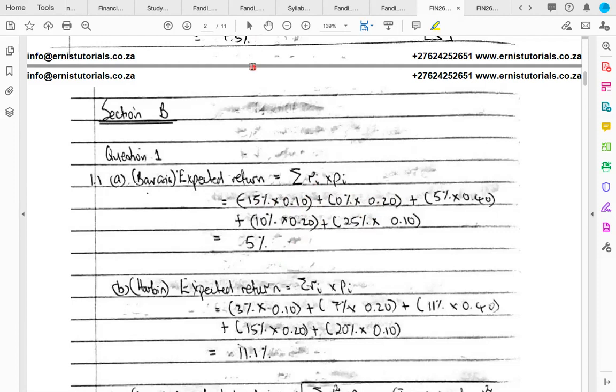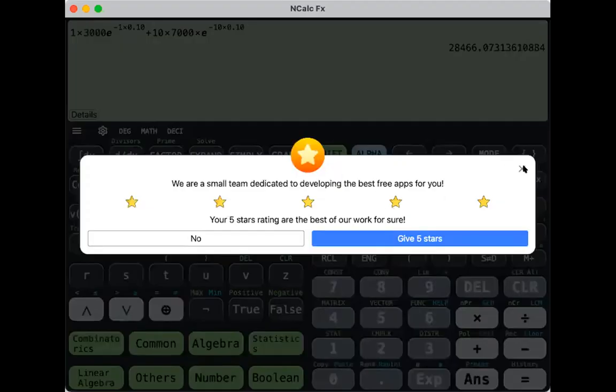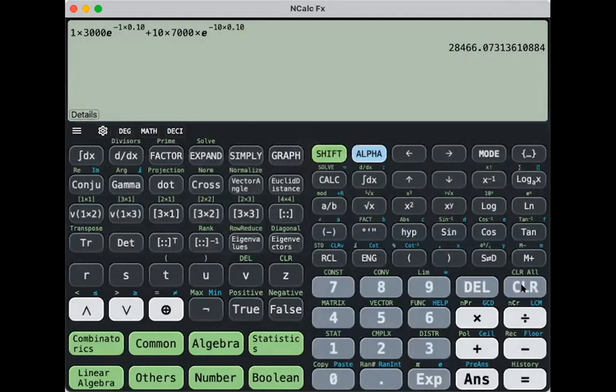And you can see how in particular we would go about doing this calculation just for Bavaria. I'll just do it for Bavaria as an illustration, to show you how we would go about entering these values into our calculator, just to give you a bit of an understanding of those concepts. It's really important. Okay, there we go. Sorry about that. So we can clear the calculator.